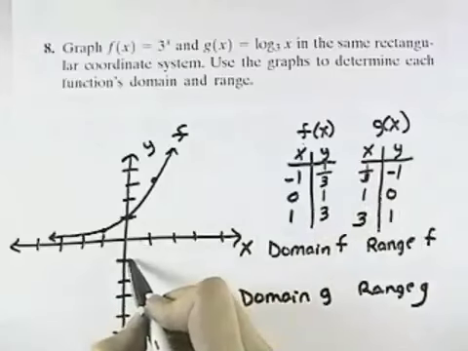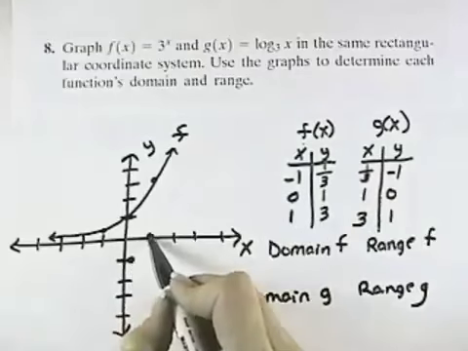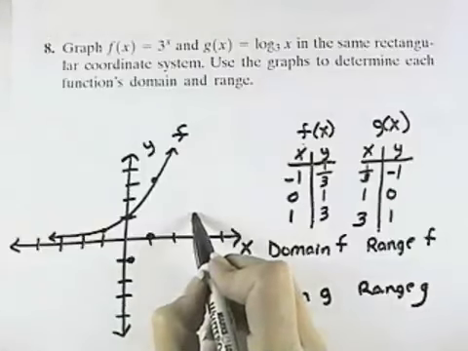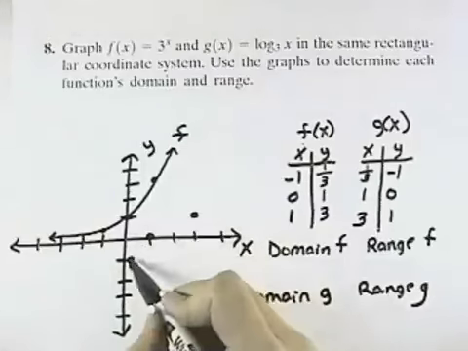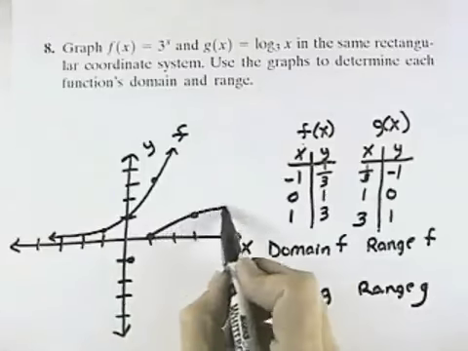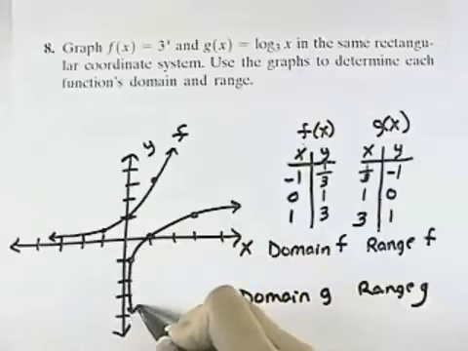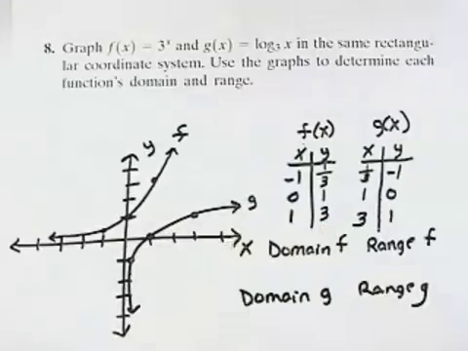So when x is 1/3, y is -1. When x is 1, y is 0. And when x is 3, y is 1, giving me my 3 points. And for a logarithm, that means I'm going up and out to the right, which means I'm approaching the y-axis going down as my vertical asymptote, and this would be my function g.